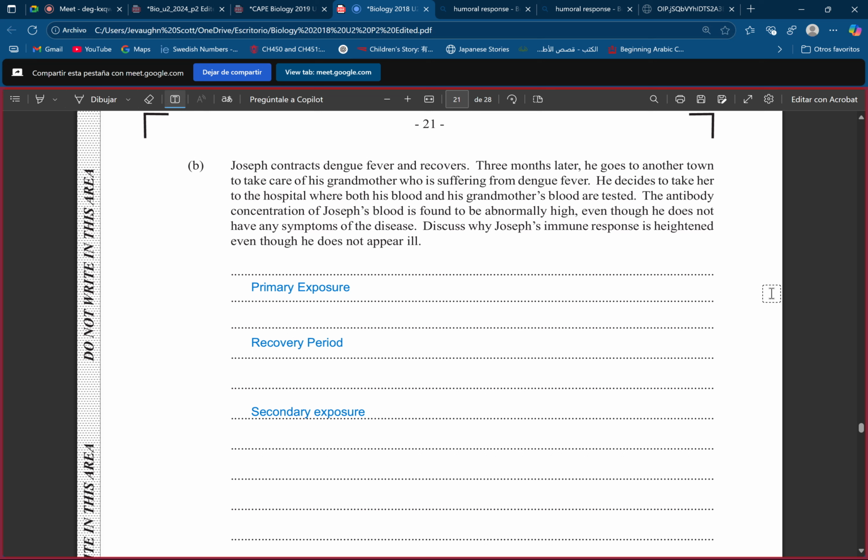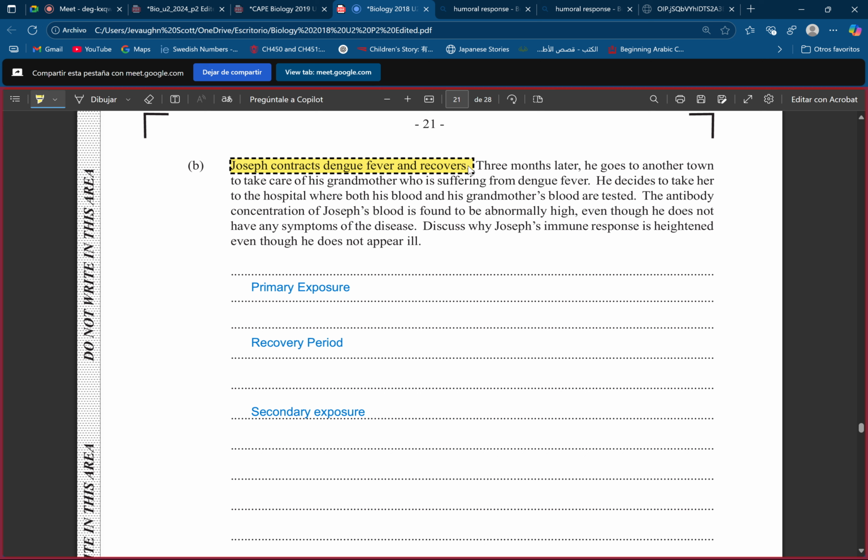Yes, memory cells. All right, lovely. So exactly what she stated here. You'll discuss the immune response here. So we state in the first sentence here that Joseph contracts dengue and recovers. So that would be the primary response.